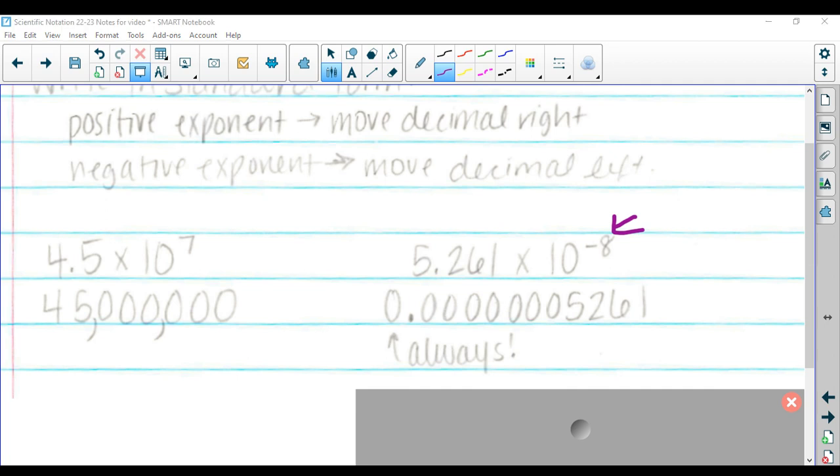So that's your introduction for scientific notation for today, talking about going back and forth between standard and scientific notation form, and also trying to figure out if a number is in scientific notation.